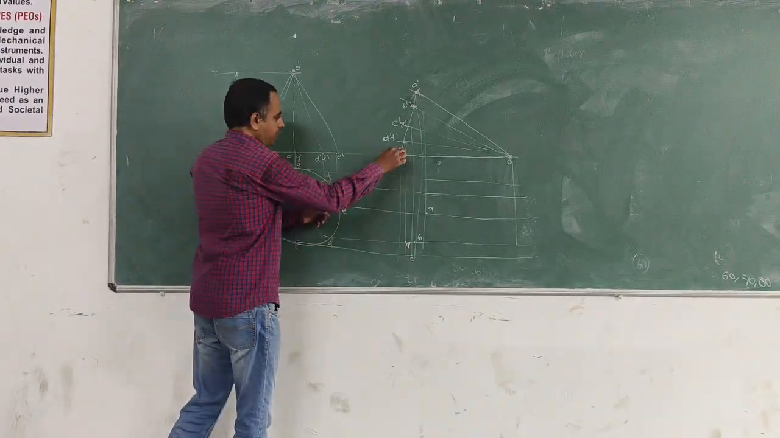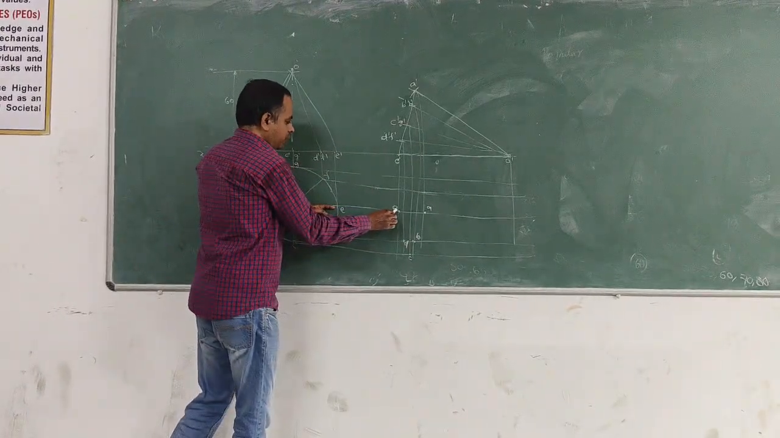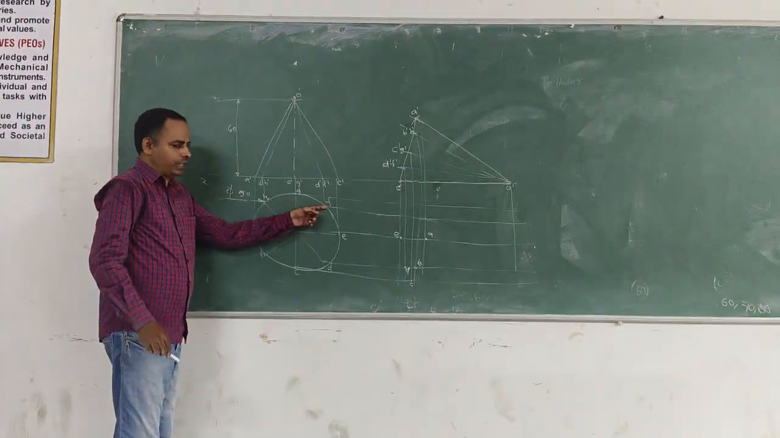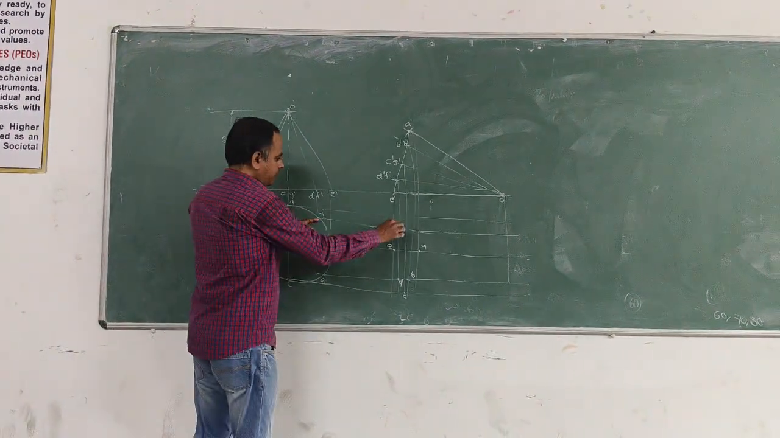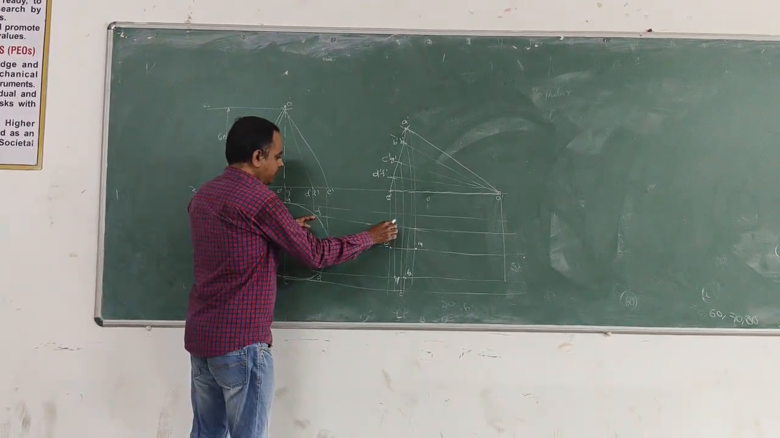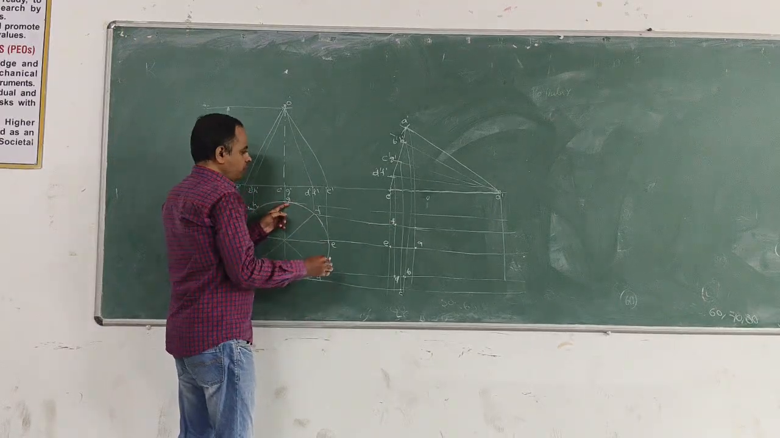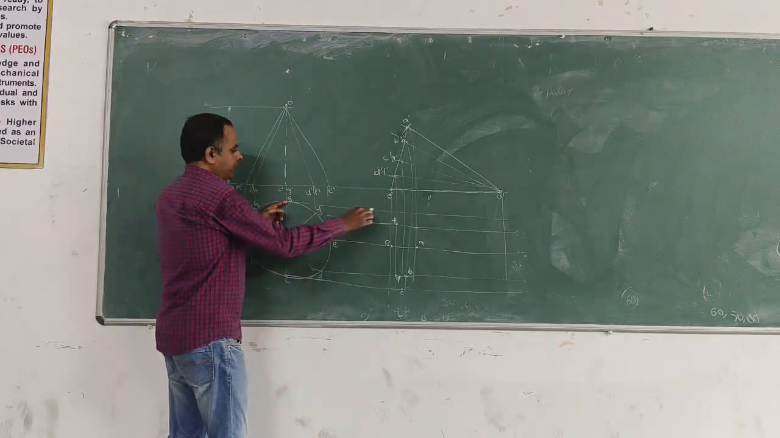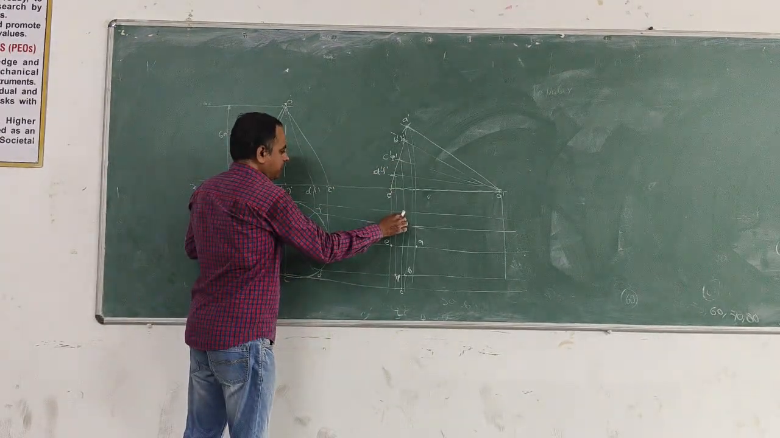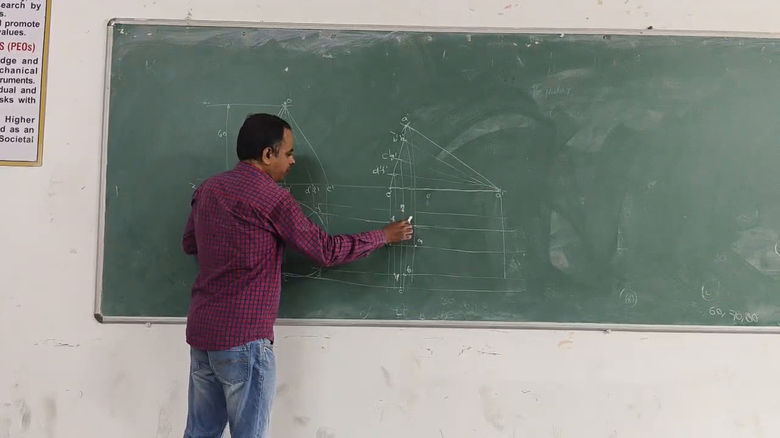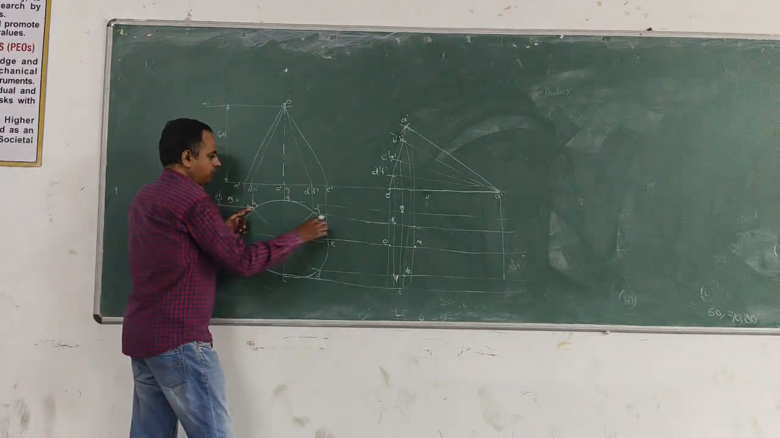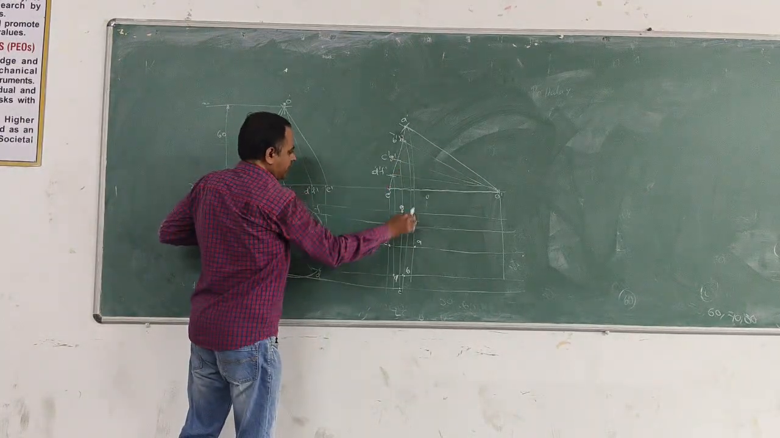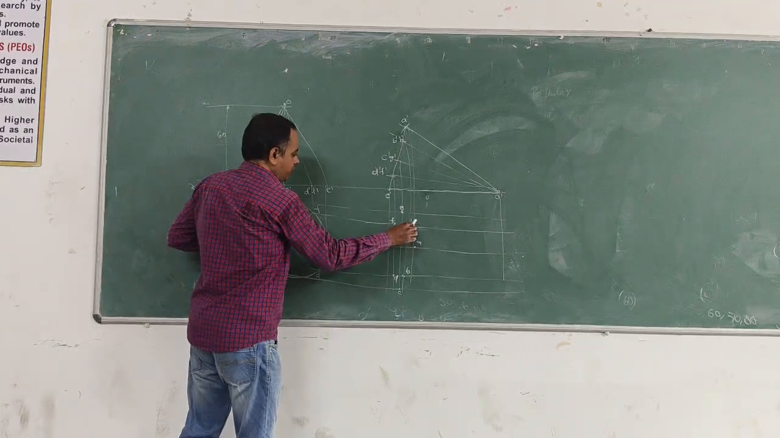Now next one is the E point. From here it is E, from here it is E dash. Now the intersection E here. Now next one, F. From here it is F dash, from here it is F. The intersection point again here. Now similarly the G point. From here it is G, from here it is G dash. The intersection point is G. Now again the last one, that is H. From here it is H, from here it is H dash. So the intersection point is H.